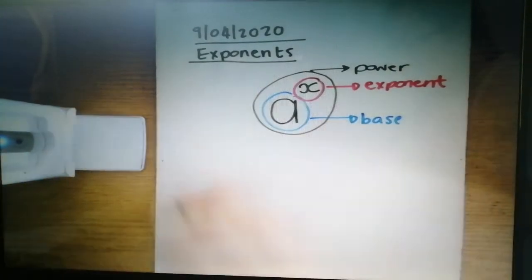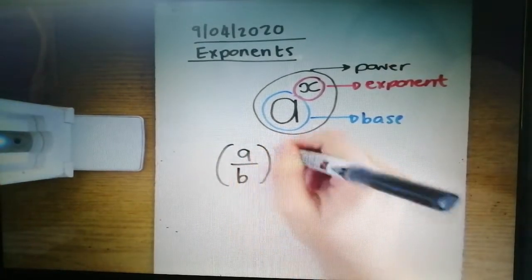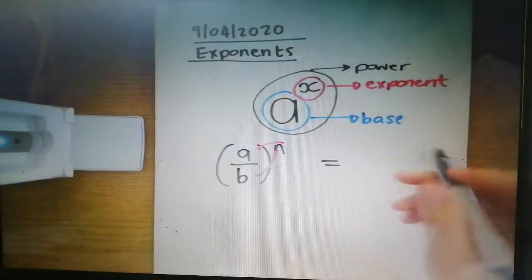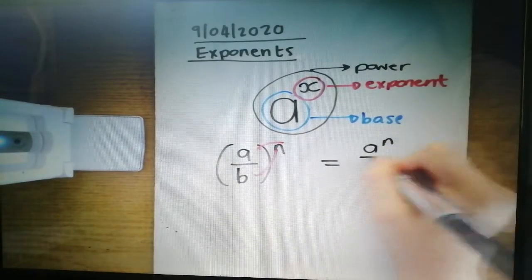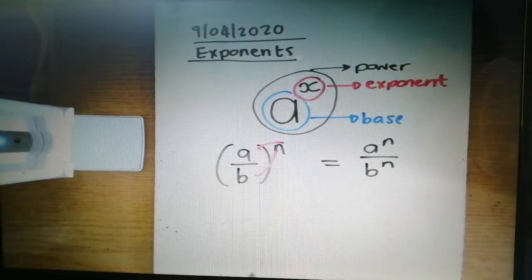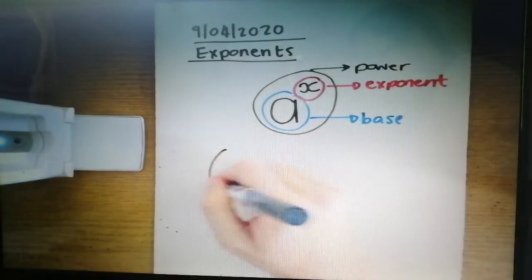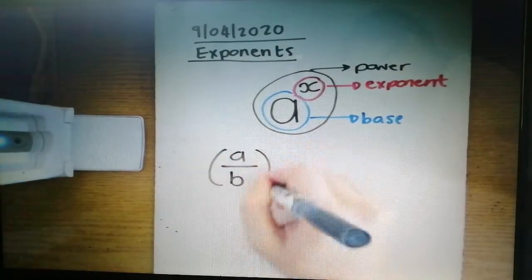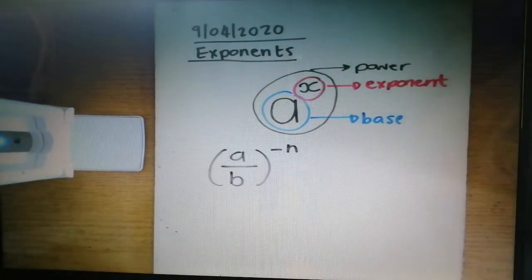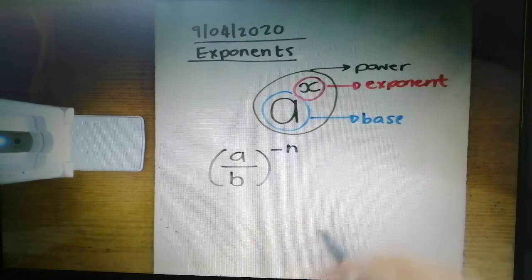Okay, very quickly, I'm sure you can understand this, that if I had a fraction, a over b to the power of n, that n belongs to both the numerator and the denominator, so I get a to the power of n over b to the power of n. But the interesting thing I want to look at with you very quickly is if I had a over b in a fraction to the power of negative n. And some of us didn't show you in grade 9 because it wasn't very necessary, and there are ways and means around it. It's just a shortcut, I suppose.